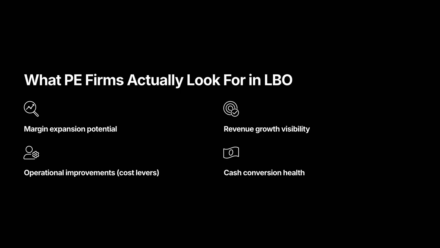End. What PE firms actually look for in LBO? They look for margin improvement opportunities, reliable revenue, and strong cash conversion. They also look for operational levers the fund can pull: pricing, costs, and growth initiatives.